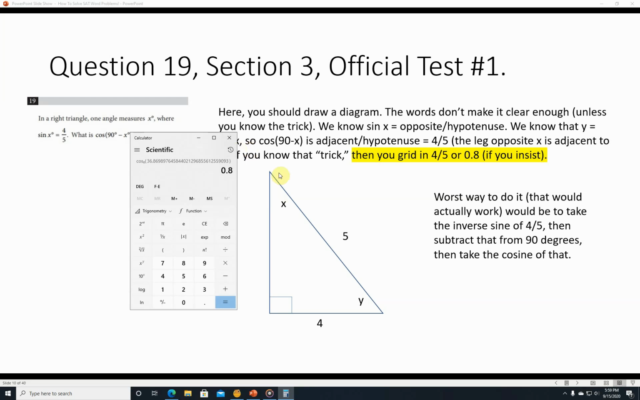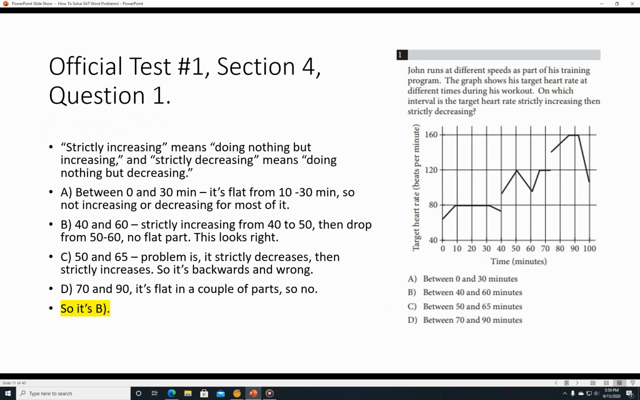So please make sure you just draw the diagram and recognize right away that the cosine of y is the same as the sine of x, and it becomes much easier. You grid in 4.5. You can grid it in as 0.8 if you insist. All right, so there's a method to my madness here.